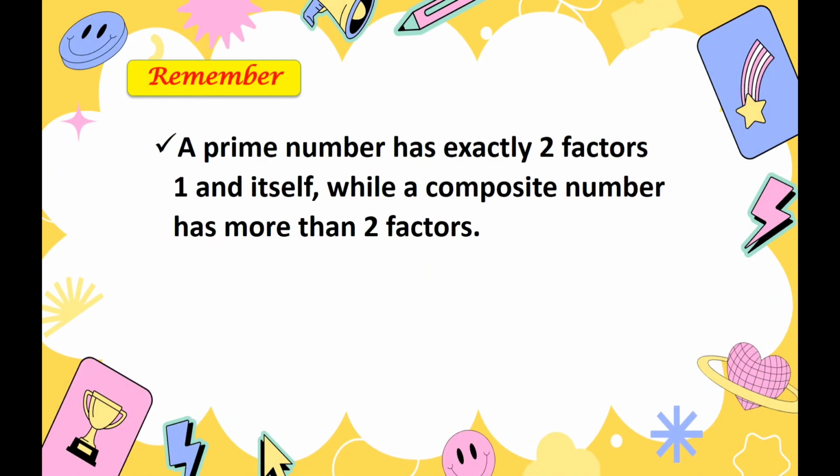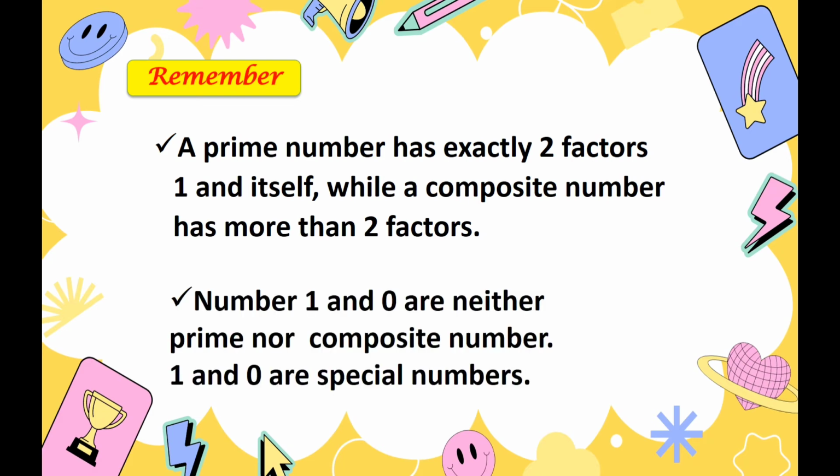Remember, a prime number has exactly 2 factors, 1 and itself, while a composite number has more than 2 factors. So, lagi yung tatandaan si prime number, meron lang siyang 2 factors, yun yung 1 at ang sarili niya. Then, si composite number, meron siyang more than 2 factors. Number 1 and 0 are neither prime nor composite number. 1 and 0 are special numbers.